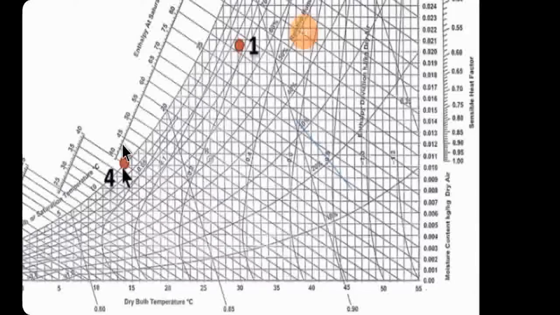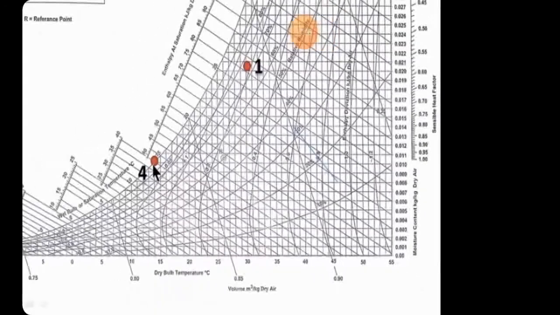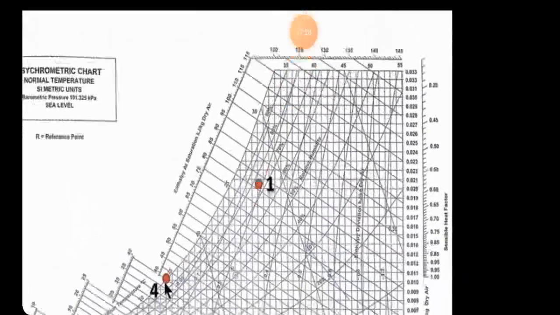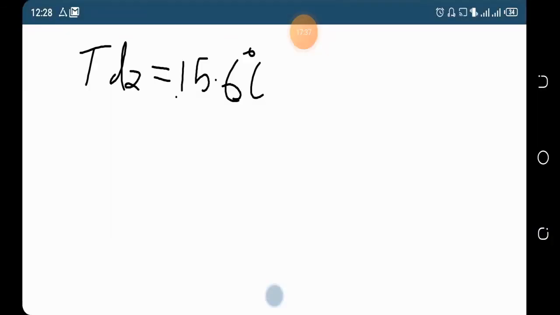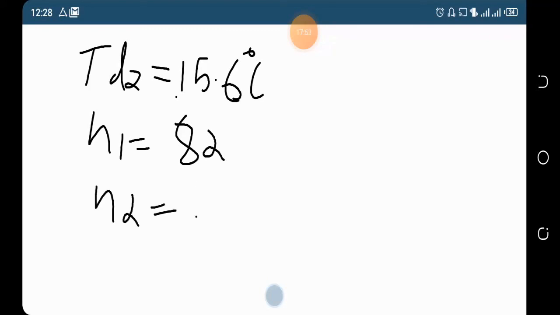Okay, now I think we have all the values. Now write down these values. We write this in here, and we get the enthalpy: H1 is 82 kilojoules per kg, and H2 value is 43.